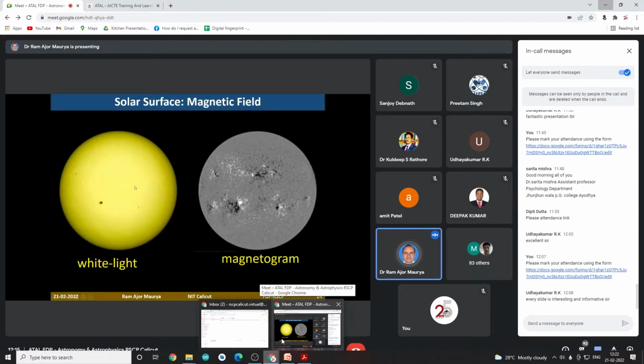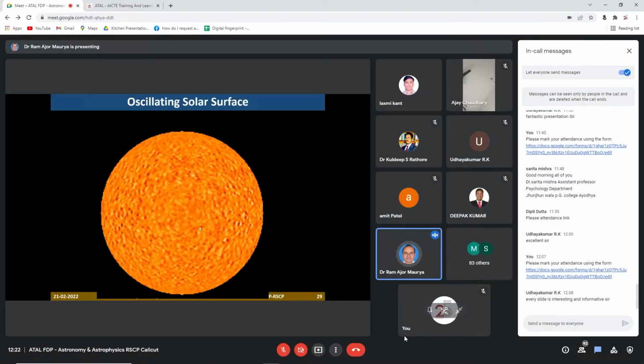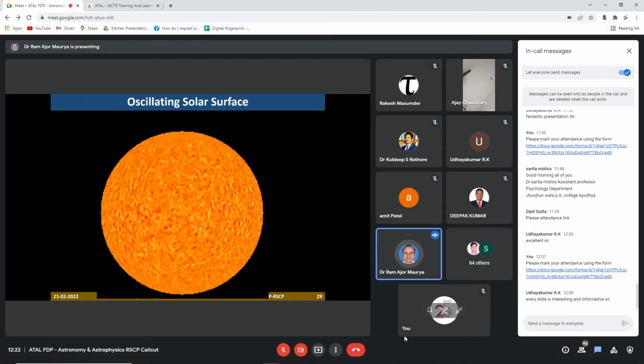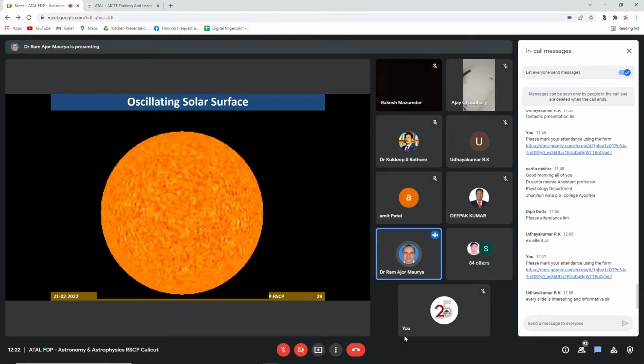So here, I think there is some problem. It's running now. So you can see the up-down motion on the surface of the sun. The up-down motions are Doppler shifts. If a light source is coming towards you or going away from you, then there would be a shift in the wavelength.